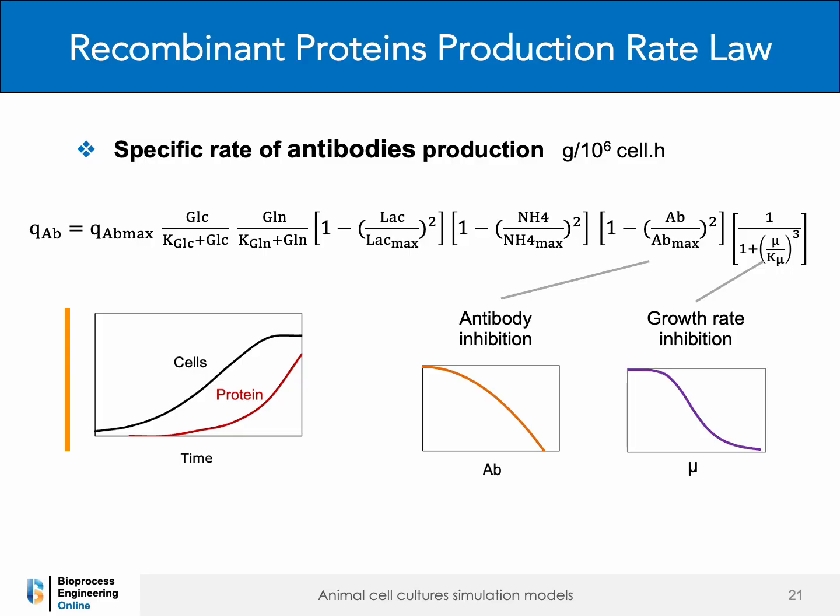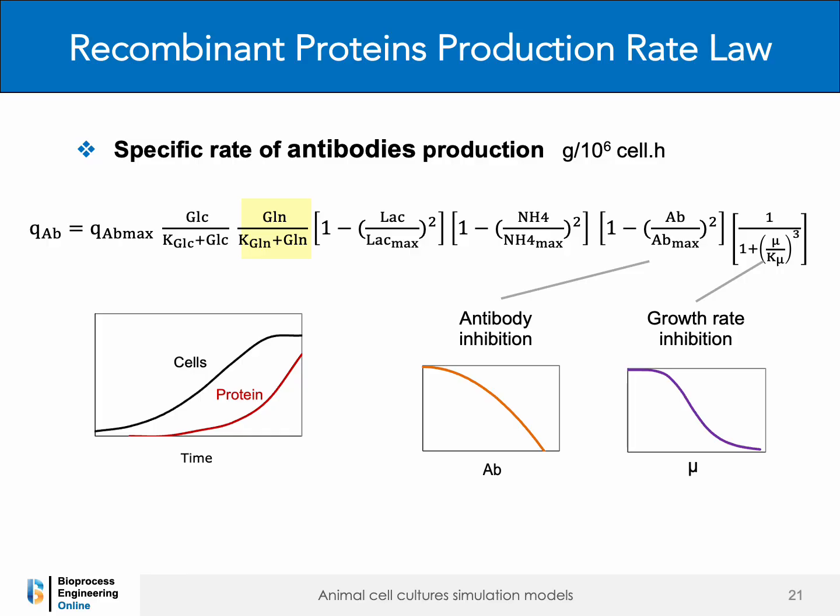In this tutorial, we will use a kinetic model in which the specific antibody production rate, QAB, is obtained by multiplying QAB max by 6 correction factors that account for nutrient availability, inhibition by metabolites and product accumulation, and the influence of the cell growth rate. The first correction factor describes glucose limitation and follows the classical Monod equation. The second correction factor describes glutamine limitation using the same Monod expression.